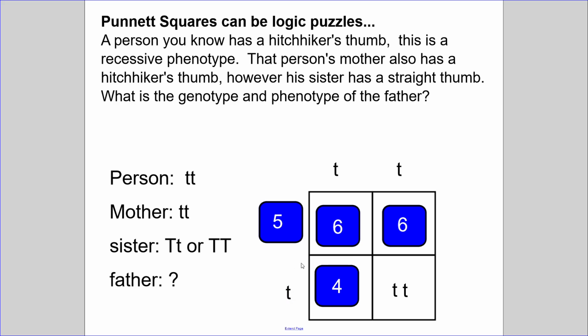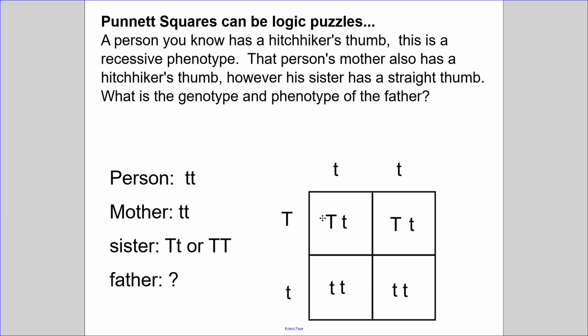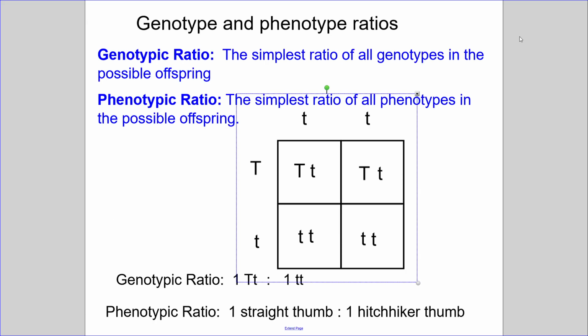Well, now that we know this one and this one, we can figure out number 4. That's going to be homozygous recessive. And we now know that the sister, remember, she has a straight thumb, so she did get a big T from her dad. So that means that we know that the father's other allele must be that big T, which is the allele for a straight thumb. And now with this one, we can solve the other two as being heterozygous. So yeah, that's how you can use Punnett squares to solve problems.